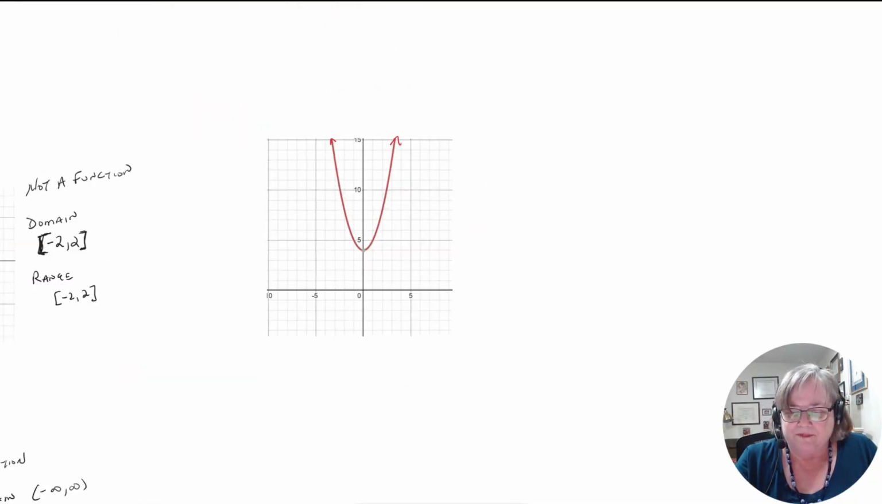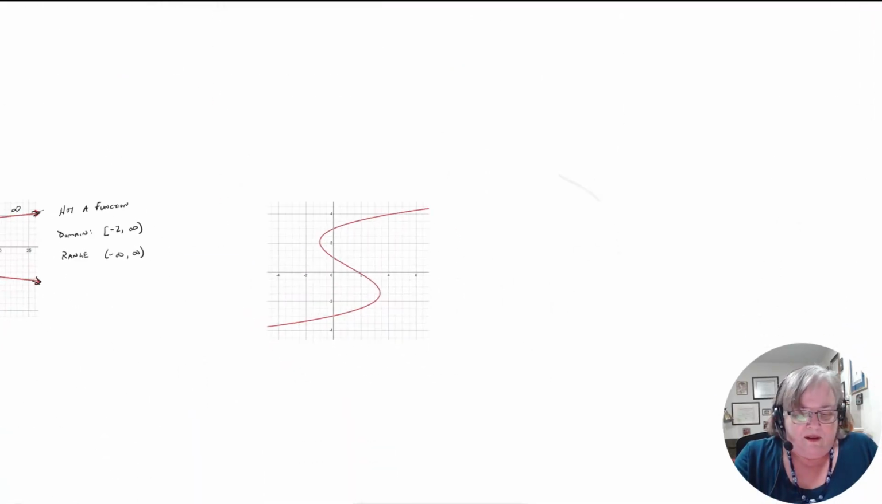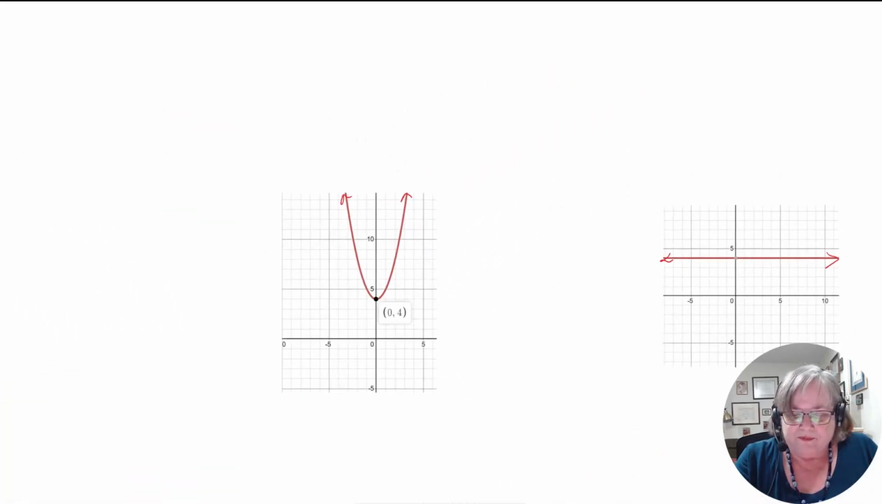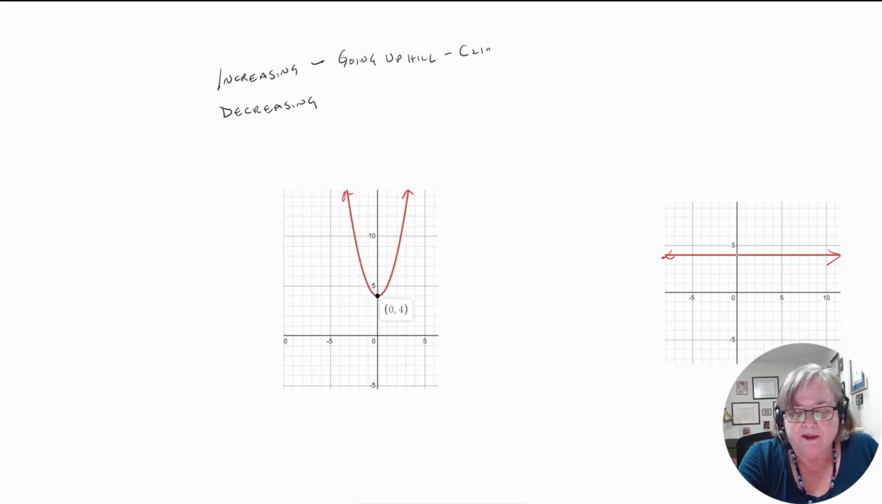Let's learn another one. Alrighty. So let's go over to here and let's talk about increasing and decreasing. Right. Increasing, you could think about this as where it's going. You have to read left to right, going uphill, or it's climbing. Some people say that it's climbing. Decreasing is where it seems to be going downhill, or where it's falling.